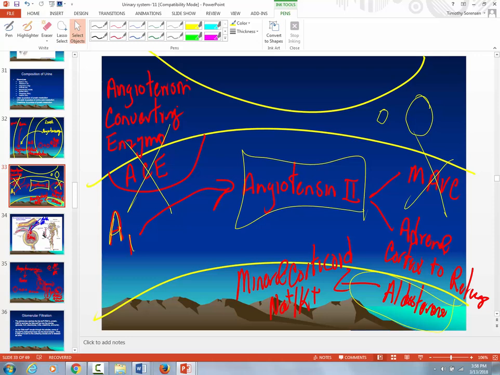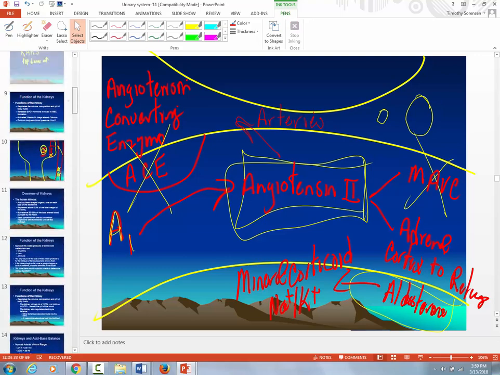So about 20, 25 years ago, they came up with something other than ACE inhibitors. ACE still makes angiotensin II, but to exert its effect, angiotensin II has to bind to angiotensin II receptors. Where do you find the angiotensin II receptors? You're not going to believe this. Anybody got an idea? On the cells that make up your arteries and on the cells of the adrenal cortex.